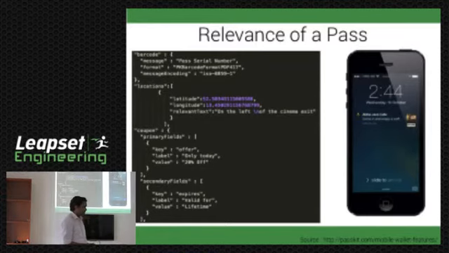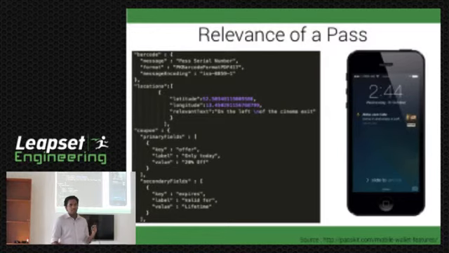And the cool thing about this is that not only latitude and longitude, you can also pass the altitude as well. So for example, if you are in a mall that has 7 stories, and you have an offer on the 4th floor, you can specify the altitude, and Apple will take care of the rest of displaying the pass when you have the relevant altitude and longitude.